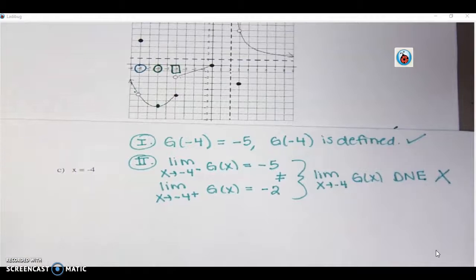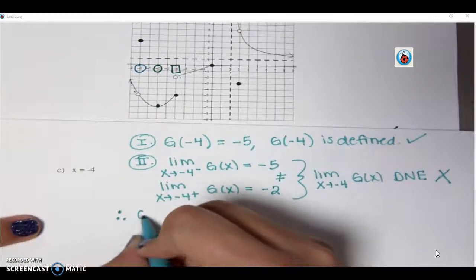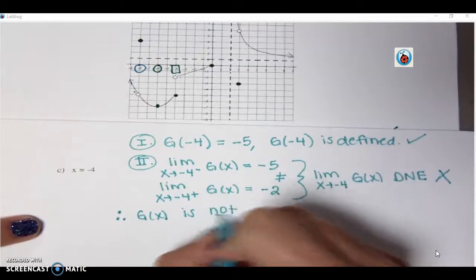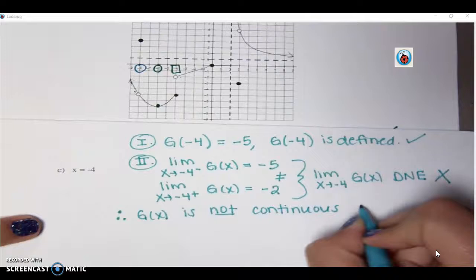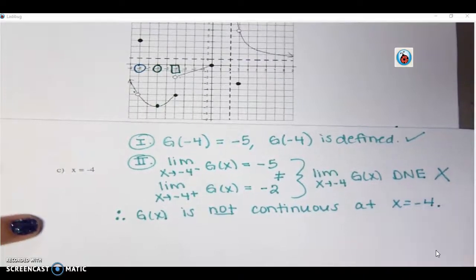So that means you don't even have to do step 3. Because this one doesn't pass, now you can stop and say, therefore, g of x is not continuous at x equals -4. Okay?